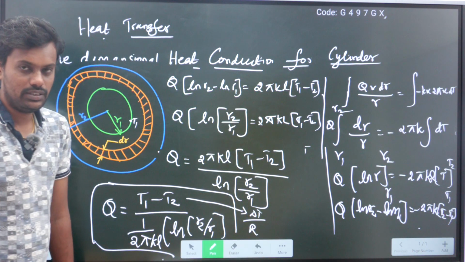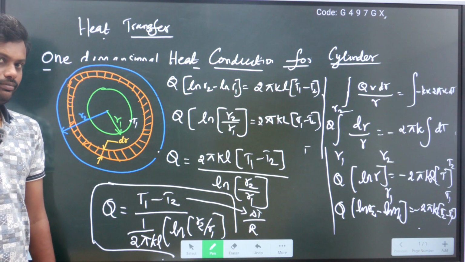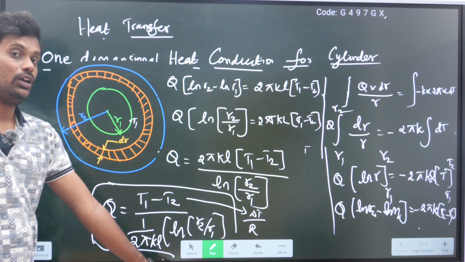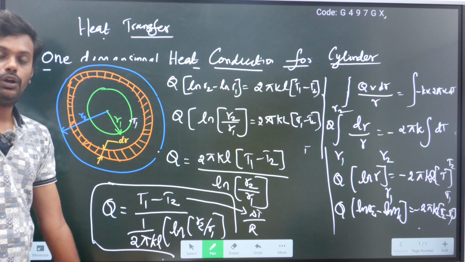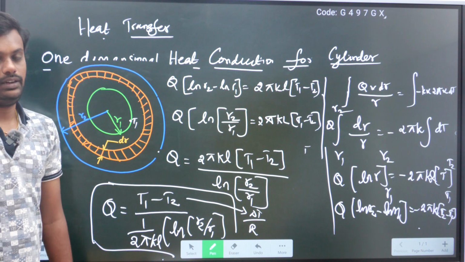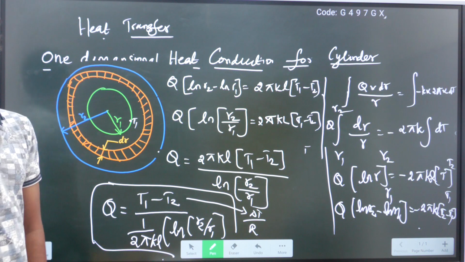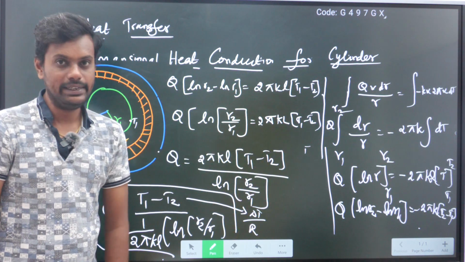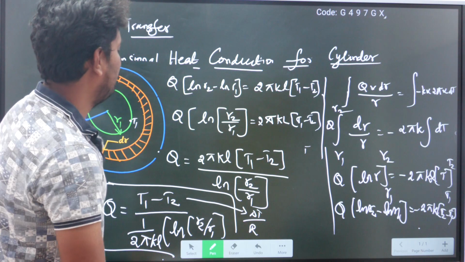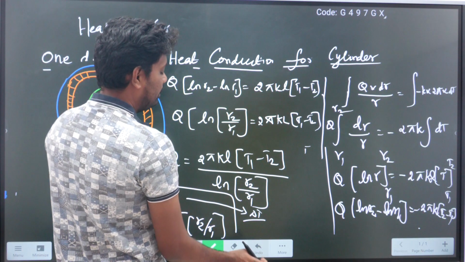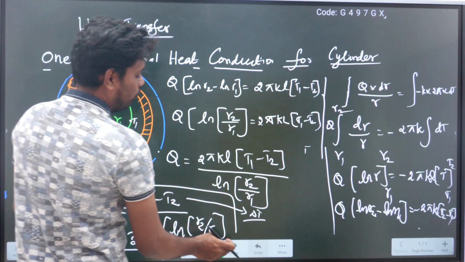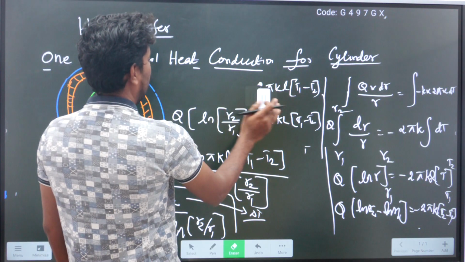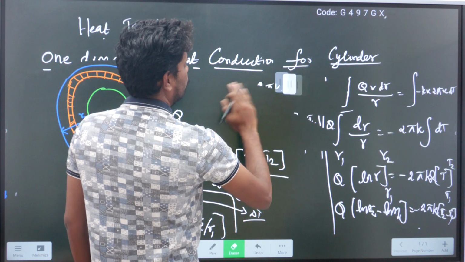The thermal resistance for a cylindrical object is ln of R2 by R1 divided by 2 pi K L. This is the formula for a cylinder. This is the one-dimensional heat conduction equation for a cylinder. Next we will see the one-dimensional heat conduction equation for a sphere. We will use the same diagram.